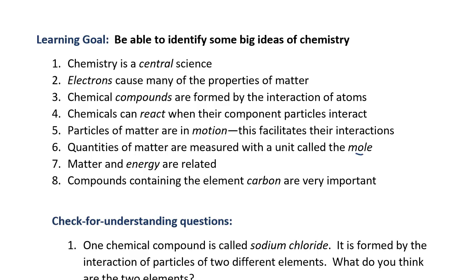Key idea number 7, matter and energy are related. And key idea number 8, compounds containing the element carbon are very important. This year we'll look at 2 branches of chemistry. Inorganic chemistry, where we'll work with compounds that don't have carbon in them, and organic chemistry, where we'll study compounds that do contain carbon. We'll get to the carbon-containing compounds towards the end of the year.